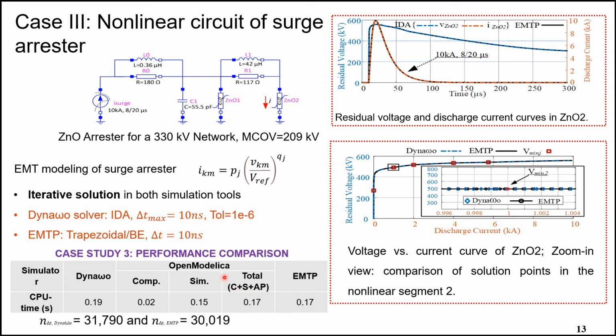This table shows the performance comparison in Dynaωo, OpenModelica, and EMTP. We can see the CPU times for each solver are close together. I draw your attention to the number of time points, which in Dynaωo is about 31,000 and in EMTP is 30,000.